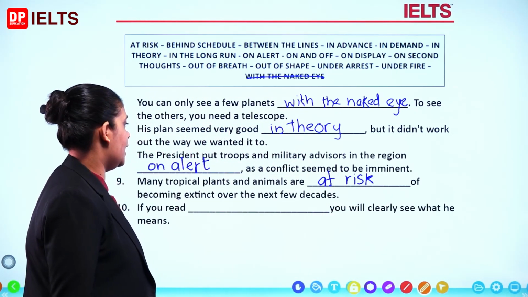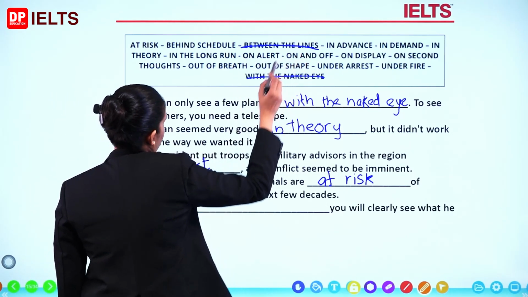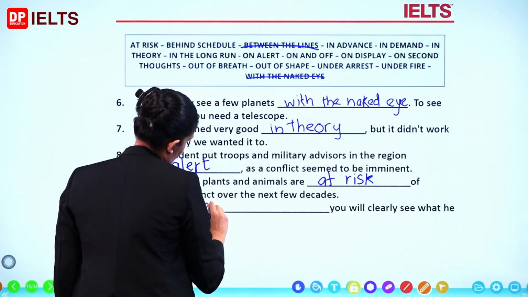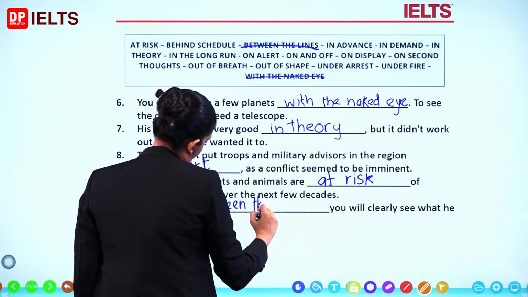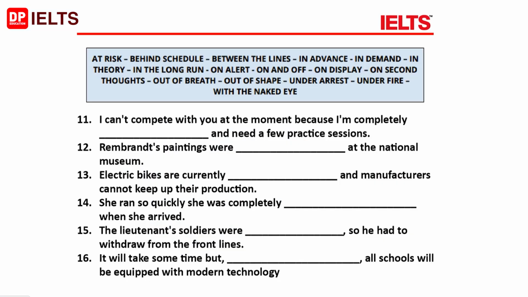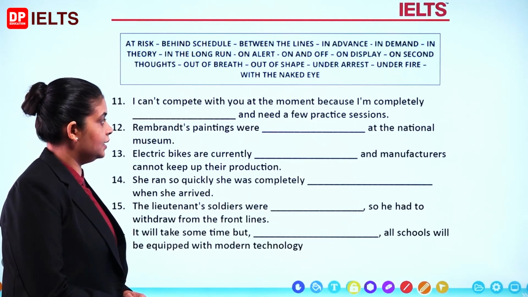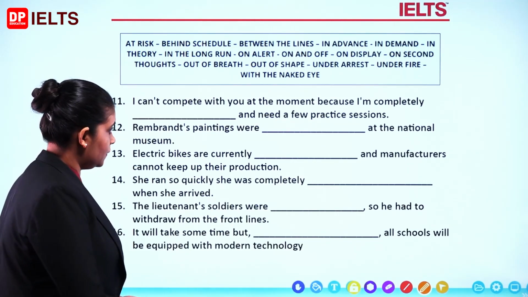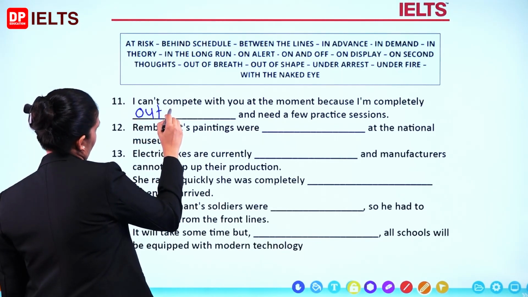If you read blank, you will clearly see what he means. If you read between the lines. Next one. I can't compete with you at the moment because I'm completely blank and need a few practice sessions, right? So I'm completely out of shape.